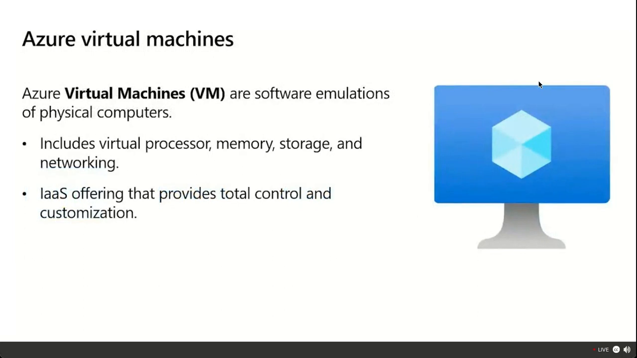So starting with virtual machines, what are they? They're software emulations of physical computers, so virtual. They include a virtual processor, memory, storage, and networking. If you remember our IaaS, PaaS, and SaaS models, this one is an IaaS offering. It gives the organization total control and customization ability.